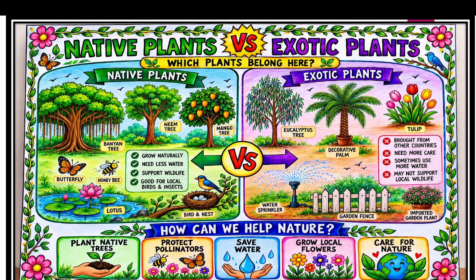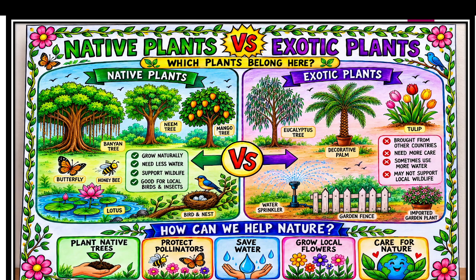This is the final transformation. You can see this native plant versus exotic plant EVS school project. Both sides are fully colored. The comparison is clear. The bottom section is complete. And now the decorative border gets its final color. And this isn't just a chart anymore. It's an exhibition ready EVS project. Now we will understand what it actually means.